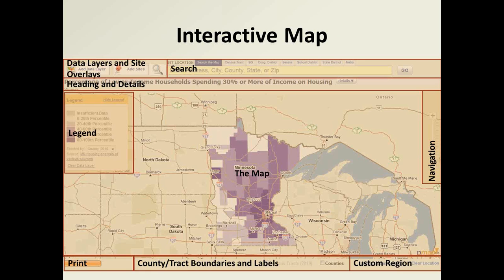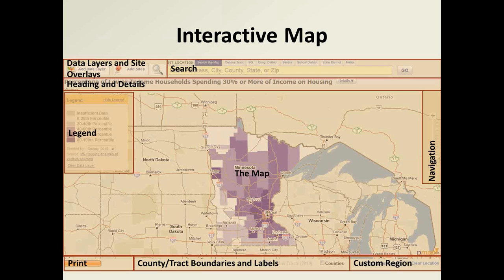The Add Data Layer button in the upper left corner is where you can access the data layer themes of economy and workforce, household demographics, and housing markets referenced earlier. The Add Sites list is where you access the RFP geographic priority areas. On the bottom right, you can develop a custom region if you are working across various geographies. On the bottom left, you can print a map of what you see on the screen.